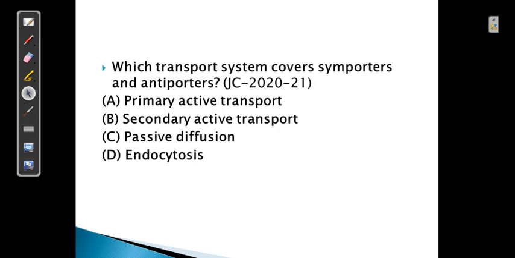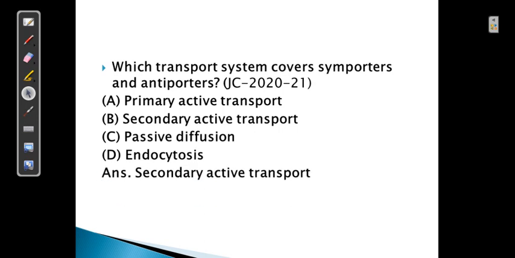So now we will try to solve other questions. This question is from the JC exam 2021. Which transport system covers the symporters and antiporters? Options are A, primary active transport, B, secondary active transport, C, passive diffusion, and D, endocytosis. So now you may be easily able to answer this question.